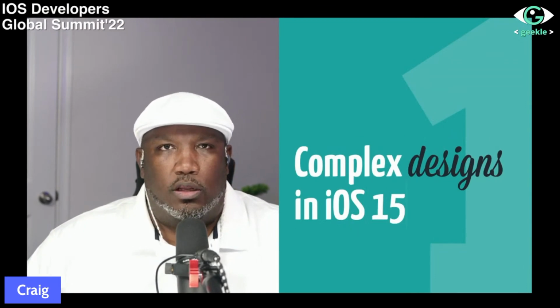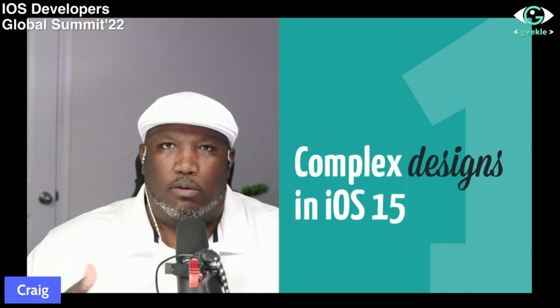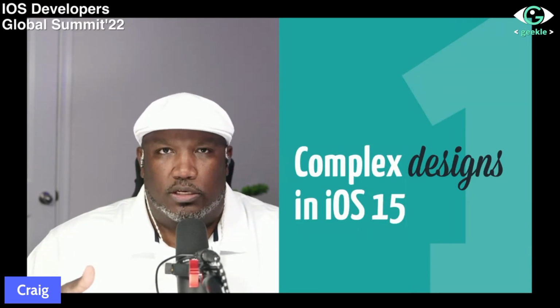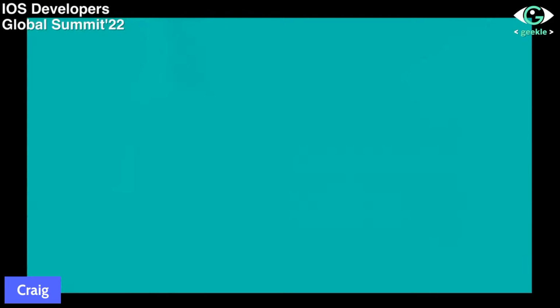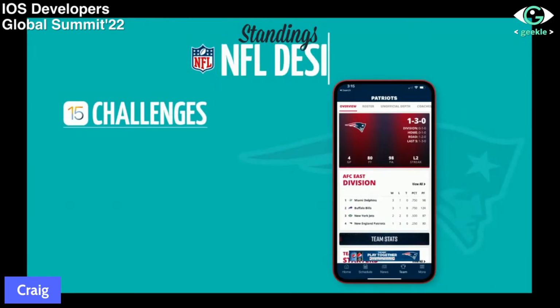So we're going to look at 3 designs that I basically did in iOS 15 and 16 and compare the 2 to each other. So we're going to start with the very first design, which is, of course, sports related, and it's a standings app for the NFL. And this is an actual app. You go to the Patriots, you see it, and I liked it. I actually did the design and helped out with a lot of the stuff that's in this app.